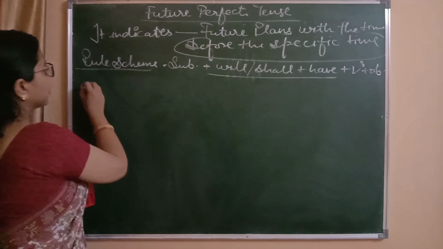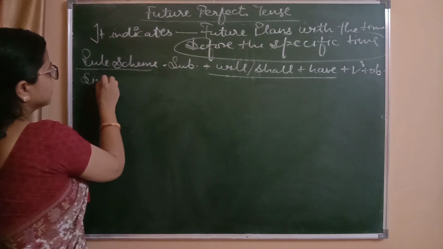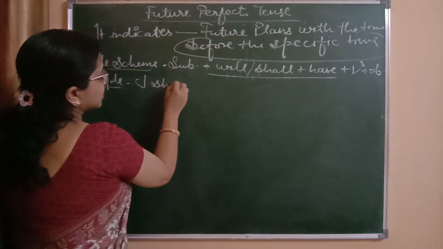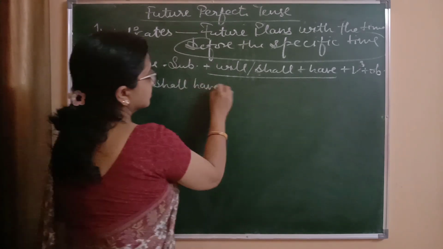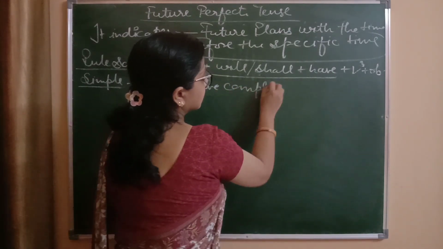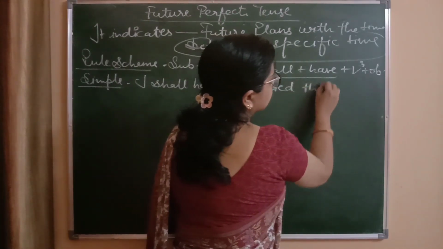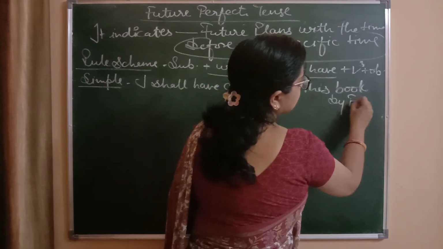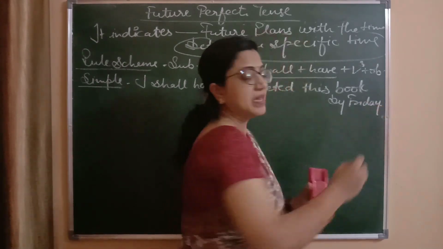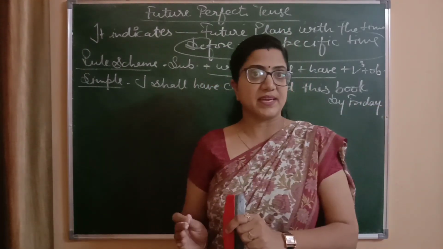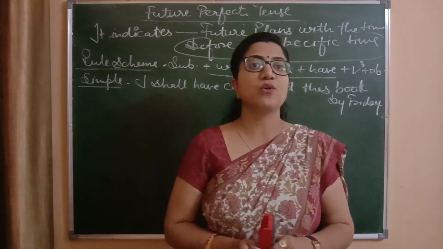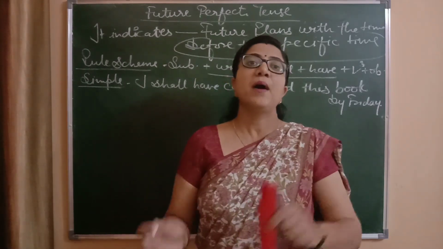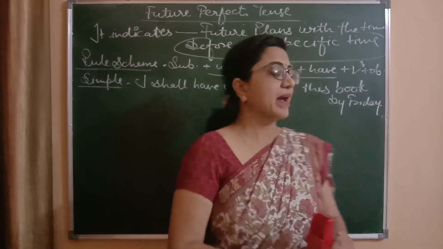For example, I am going to take first simple example. I shall have completed this book by Friday. Means at the end of Friday you can complete your book, what you are reading. You are going to complete your book before ending Friday, right?